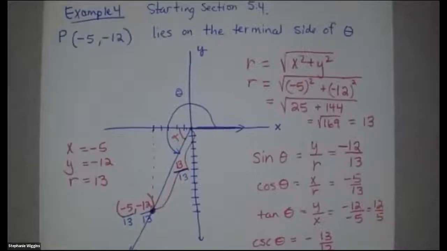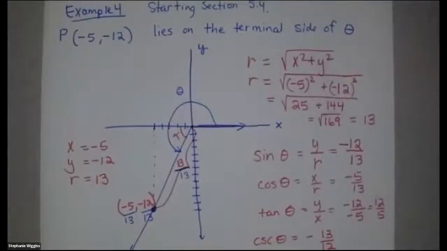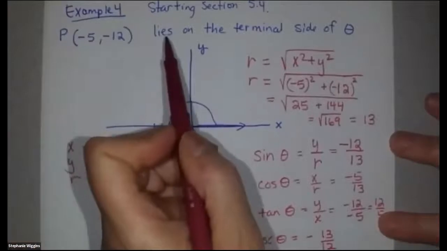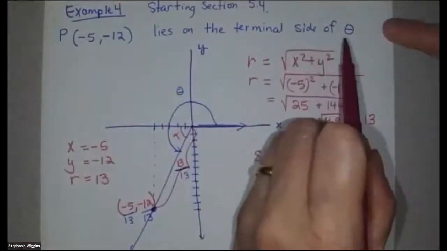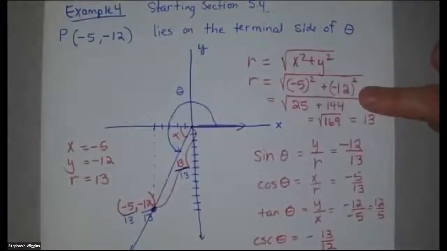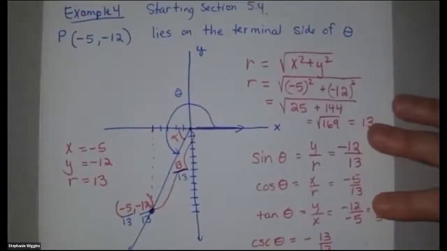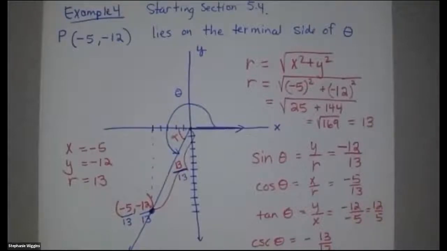If it says that the point lies on the unit circle, automatically you know r equals 1, okay? If it doesn't say, if it just gives you a point and it says it lies on the terminal side of theta, then you have to calculate r and use it in your trig function formulas here, okay? So that's how you know.